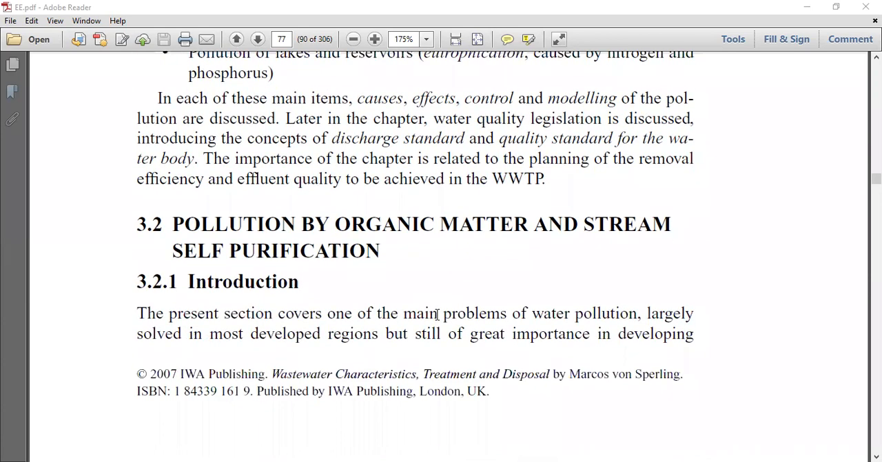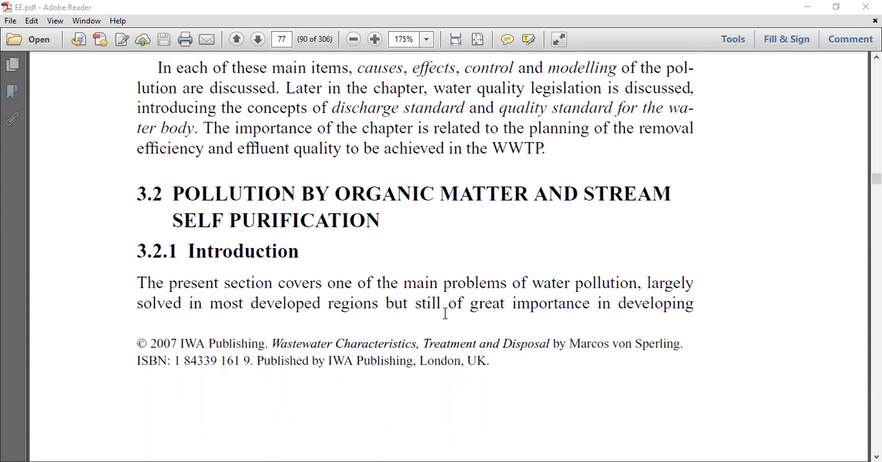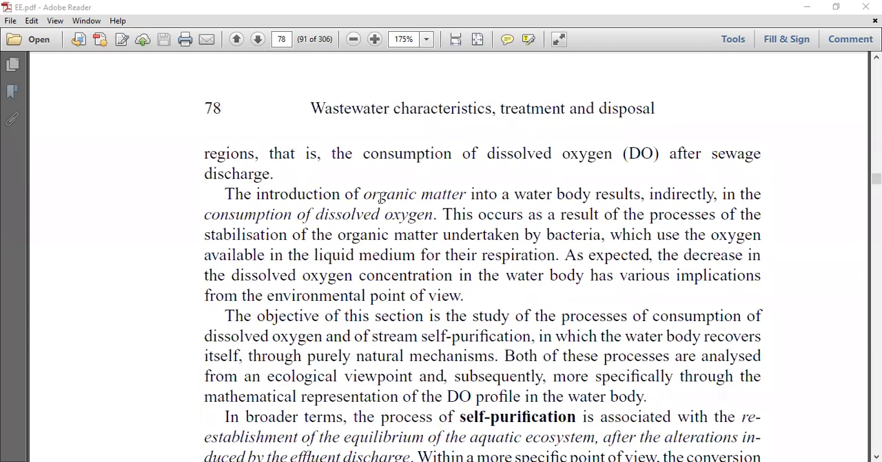So, pollution by organic matter and stream self-purification. The present section covers one of the main problems of water pollution, largely solved in the most developed regions, but still of great importance in developing regions. That is the consumption of dissolved oxygen after sewage discharge. The introduction of organic matter into a water body results indirectly in the consumption of dissolved oxygen. This occurs as a result of the process of stabilization of the organic matter undertaken by the bacteria, which use the oxygen available in the liquid medium for their respiration.